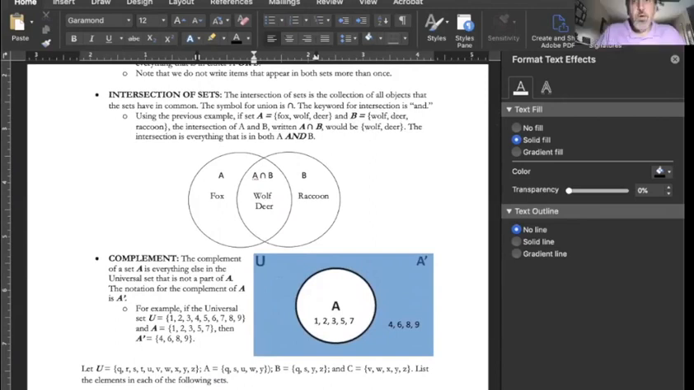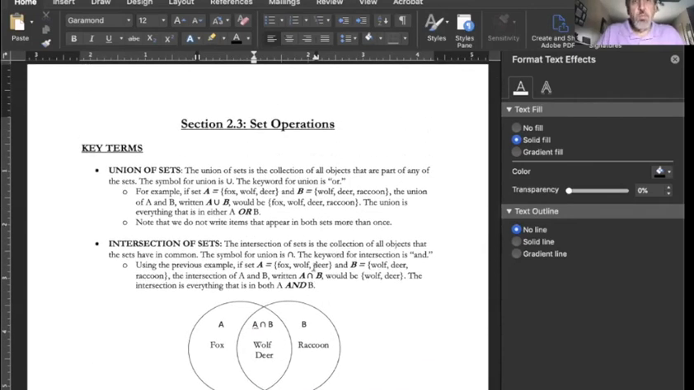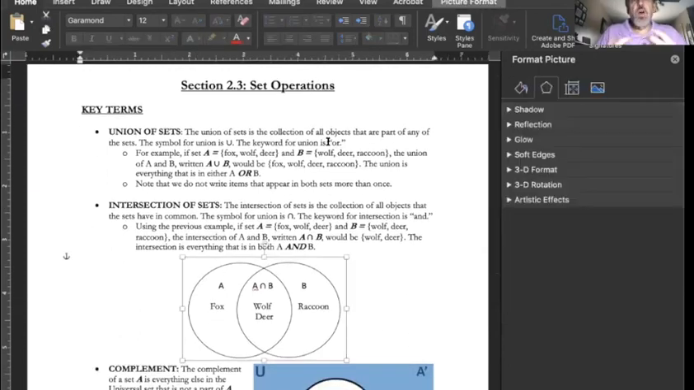So when we talk about unions and intersections, these are the two operations of sets that we are going to primarily focus on. The union of sets is the collection of all objects that are part of either set. If we have sets A and B and want to find the union, we take the stuff that's in A, we take the stuff that's in B, and we put it all together. We don't write any repetition. The key word for union is the word or. A union of two sets is the stuff that is in either A or B.